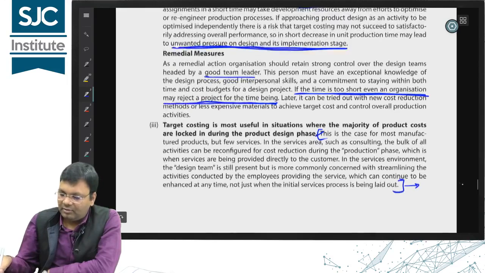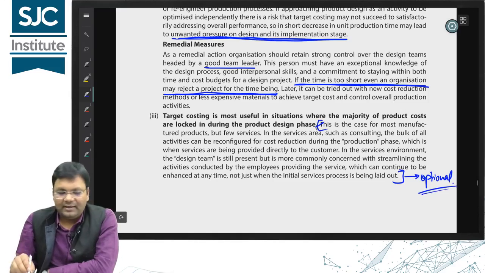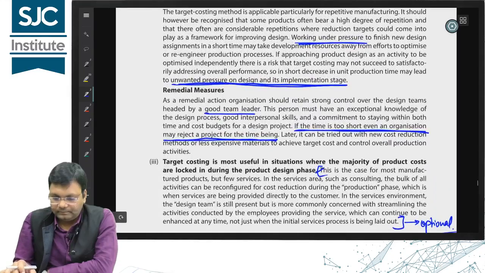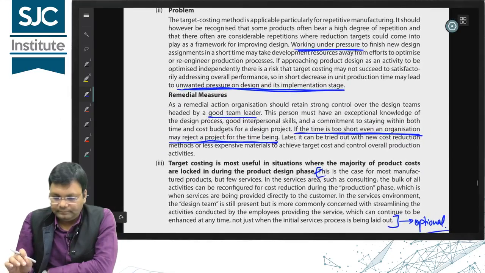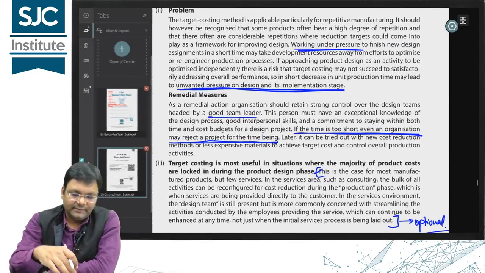because they have started talking about service environment. So this line, if I would have been a student, I would have never written. Optional. No need of writing this entire paragraph. Okay. So this is fine.